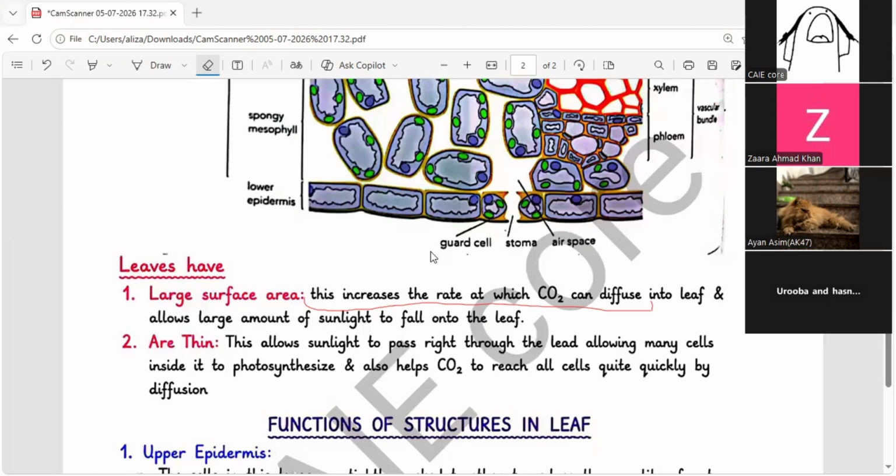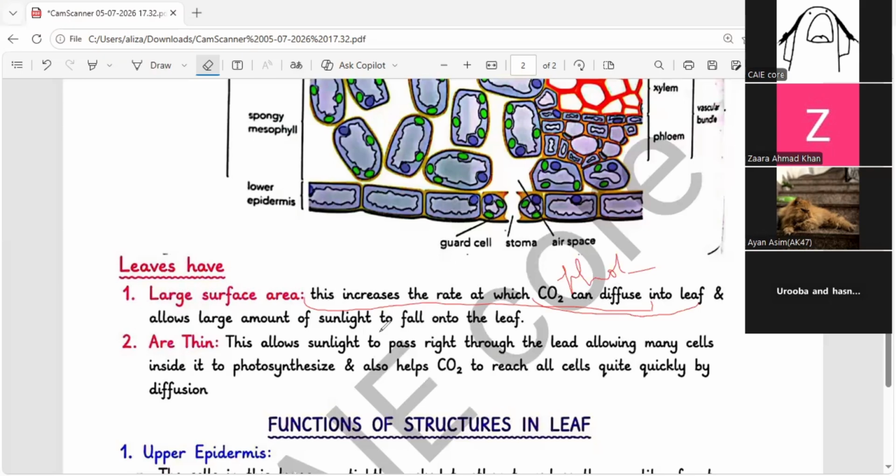All right. So leaves have a large surface area, and this increases the rate at which carbon dioxide can diffuse into the leaf, first use, and the second use is that it allows a large amount of sunlight to fall onto the leaf. Okay, so it increases the rate at which carbon dioxide can diffuse into the leaf, and of course we need this carbon dioxide. Why do we need this carbon dioxide? For photosynthesis. And it also allows a large amount of sunlight, and again we need this sunlight for photosynthesis.